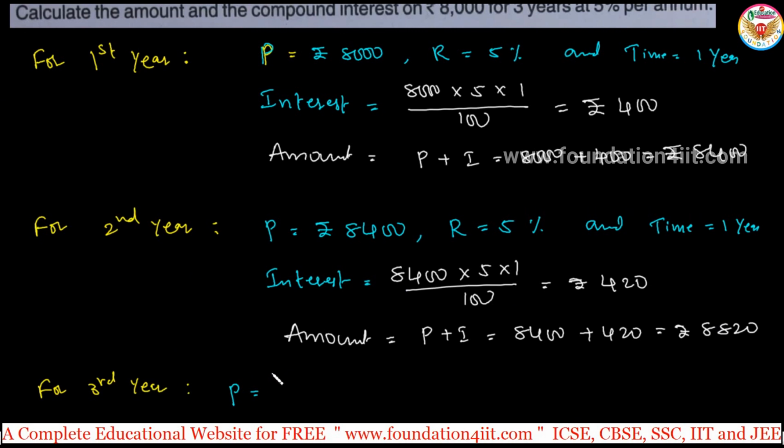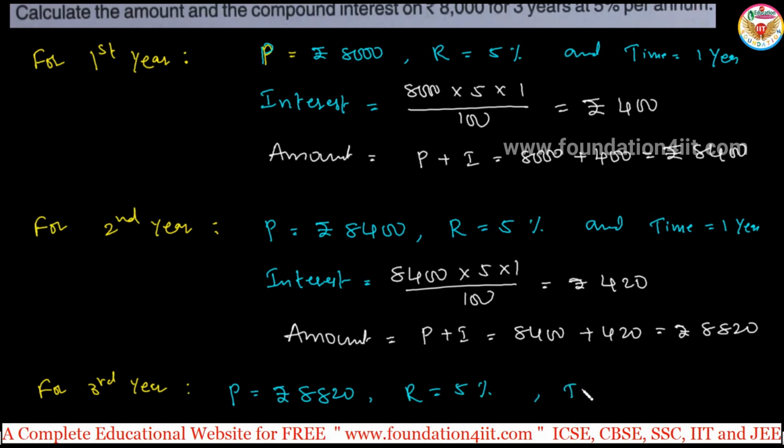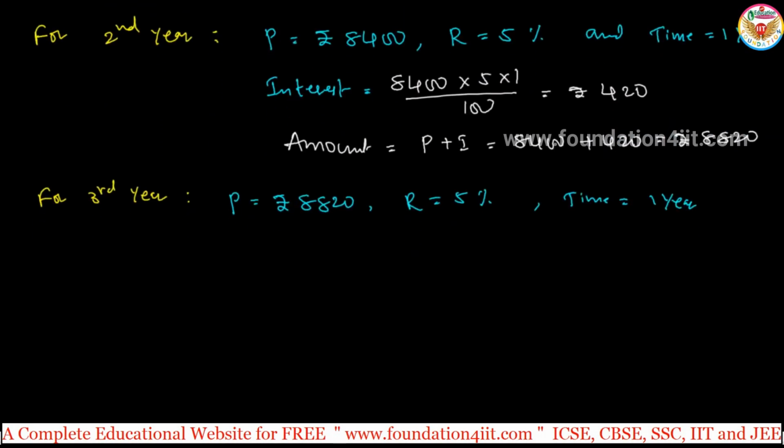Now the principal for the third year is rupees 8,820. Same rate of interest is 5%, and time is equal to 1 year. Third year, no, so 1, it is third year. Don't take 3, so 1. Now just use the same concept. Here you can find out the interest.